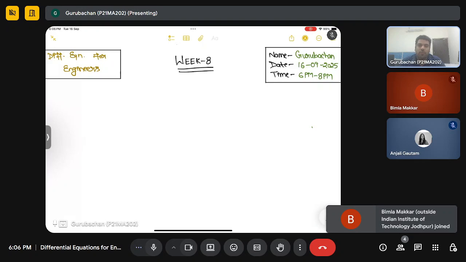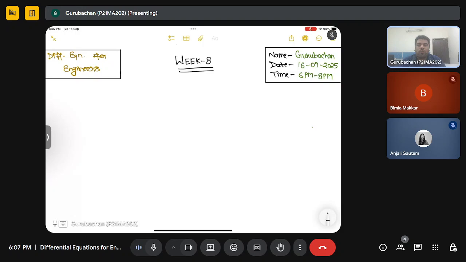Myself Guru Bachan from Department of Mathematics, IIT Jodhpur. I am working in the broad area of practical geometry and dynamical systems. In today's problem solving session, we mainly focus on the second order linear PDEs and their classification and how we can reduce them to their respective canonical form.